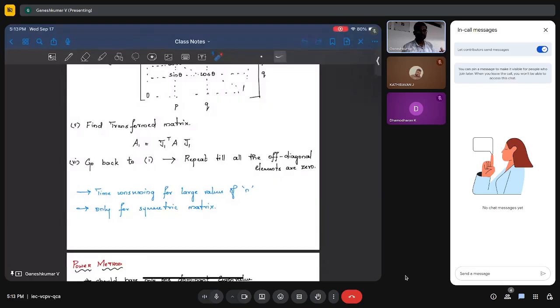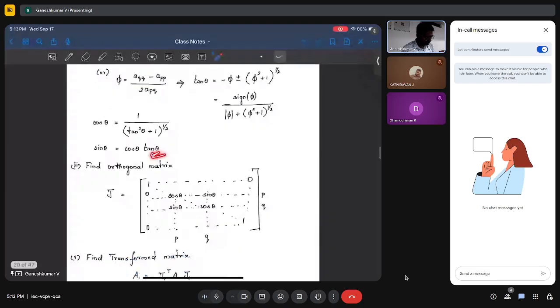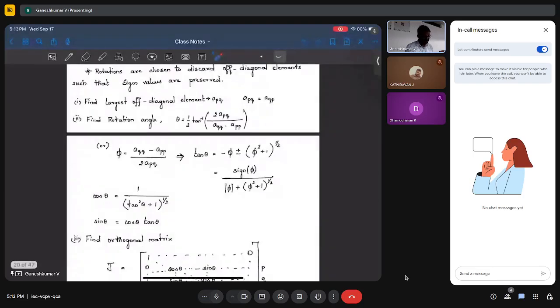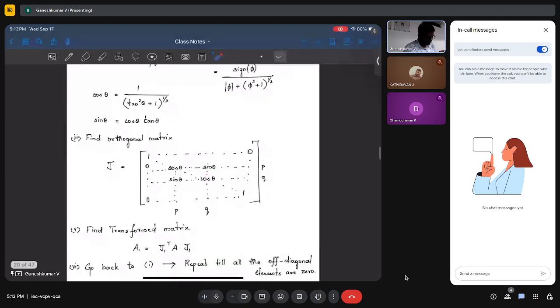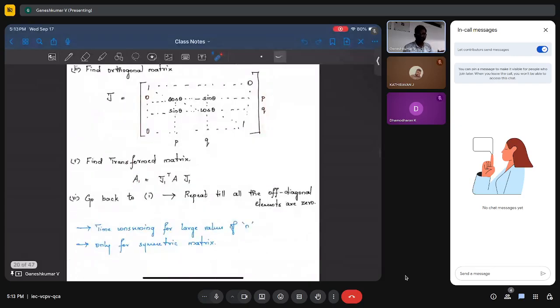So you just construct a rotational matrix, which is an orthogonal matrix. For that you need to find theta, and theta can be found using this value. So you find the largest off diagonal element, use these values to find theta, and using theta you construct this matrix, and you multiply both sides of A to get another matrix, and you repeat this process again and again until your matrix becomes diagonal.